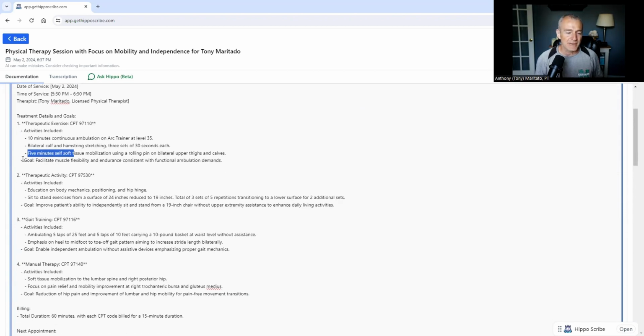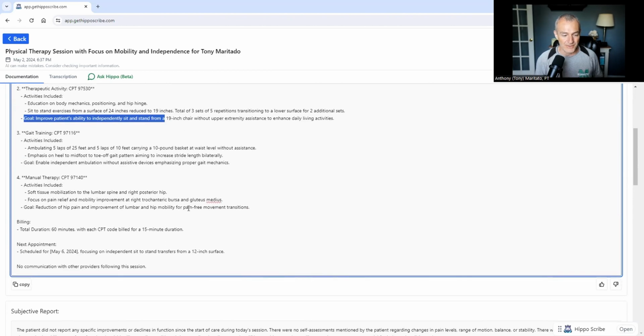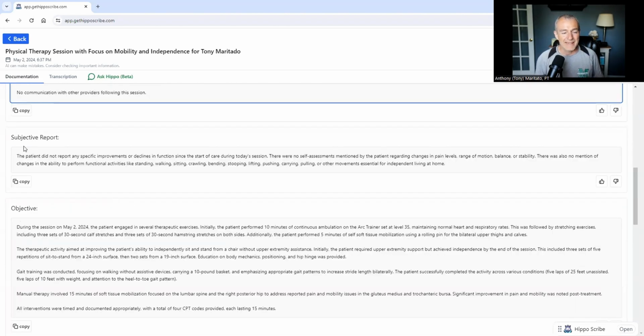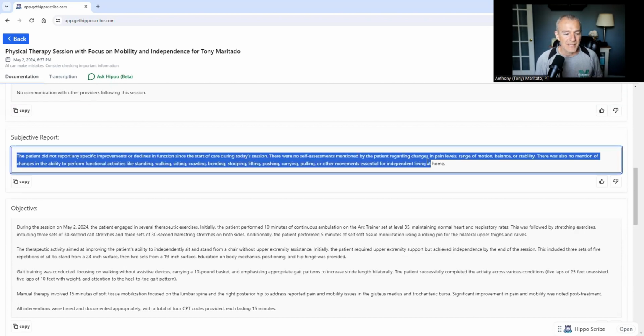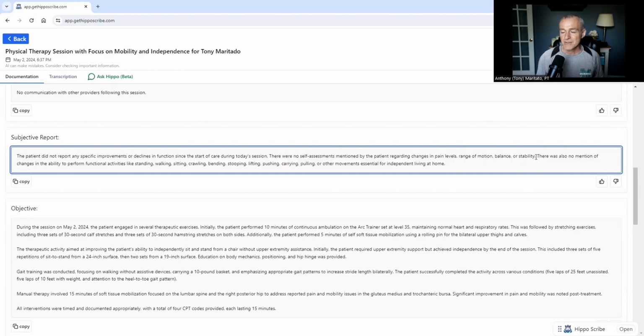So it actually created what I would call impairment goals for each of the therapeutic procedures. That's fine. I don't need that, but that's what it ended up doing there. Here's really the main body of the SOAP note. It says here, patient did not report any specific improvement or decline in function since the start of care during today's session. There were no self-assessments mentioned by the patient regarding changes in pain levels, range of motion, balance, stability. That's something I forgot to give the system.